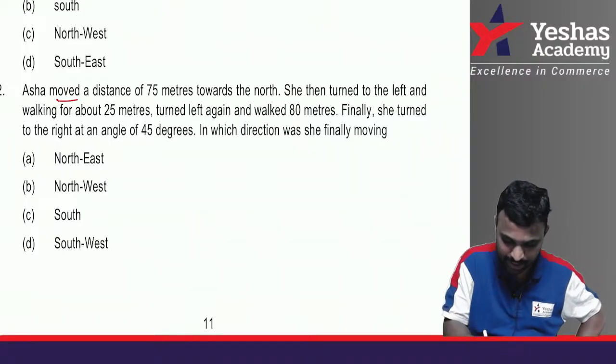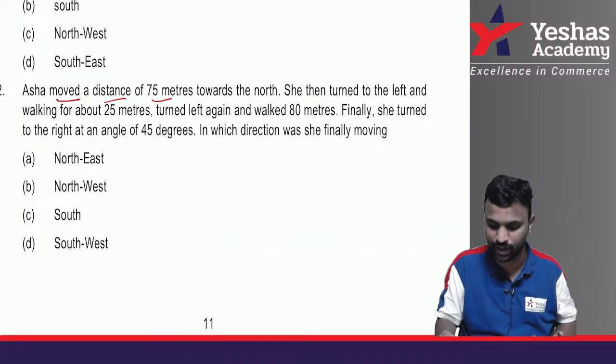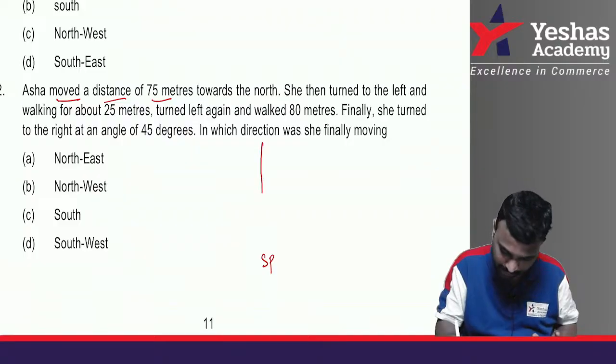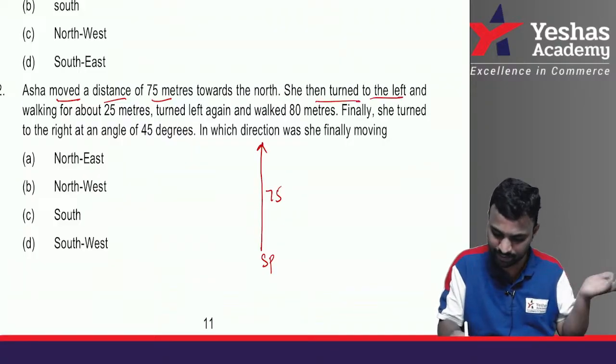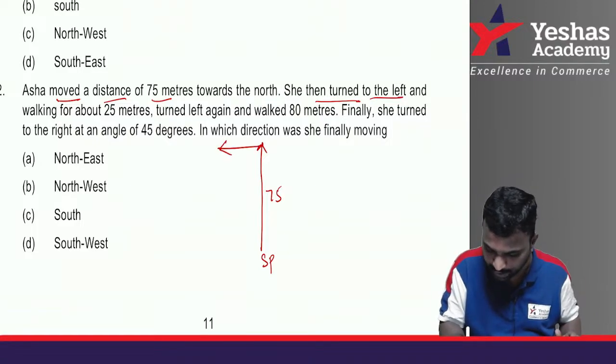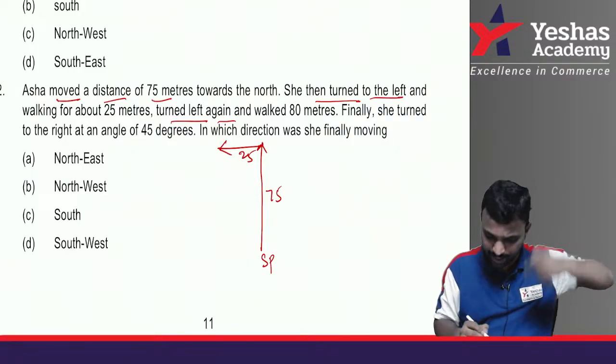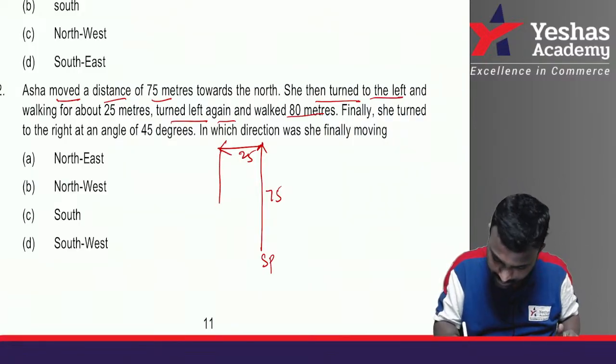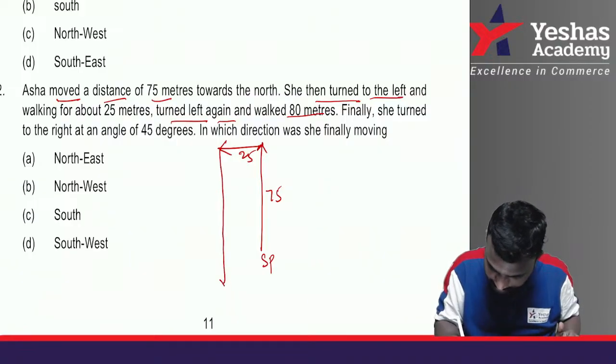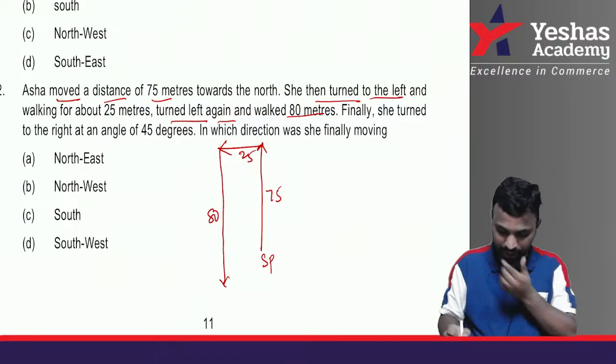It says, Asha moved a distance of 75 meters towards north. From the starting position, she went 75 meters towards north. She then turned to the left. Left is our left only. How many meters? 25 meters. Then turn to the left, going towards west. Left is which side? Downwards. How many meters did she go? 80 meters. Obviously, it has to surpass the starting position. Yes or no? And then what does she do?